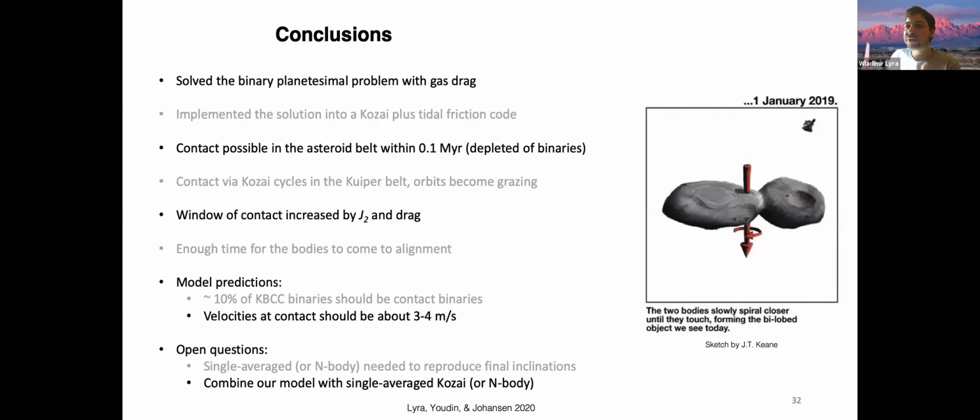There are still open questions. How do we combine that with an n-body code? Because there are limitations of using the Kozai-Lidov approximation. So thank you very much, and I'm going to take questions now.